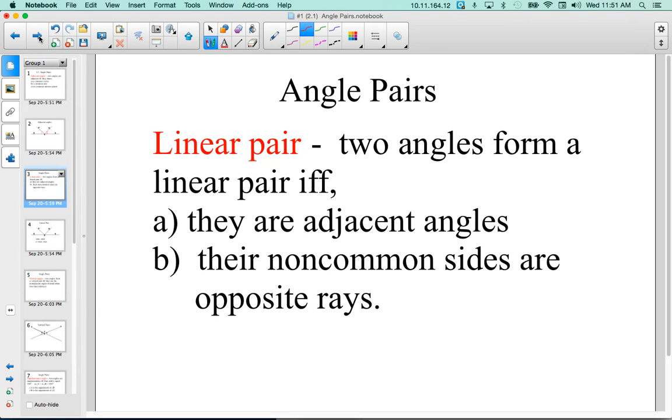The next term, linear pair. Two angles form a linear pair if and only if these two things are satisfied: they are adjacent angles and their non-common sides are opposite rays. If you remember, opposite rays are rays where one goes one way, one goes the other way, and they share that point in the middle, and they make a straight line. Sorry, mine's a little curvy, but they should make a straight line.